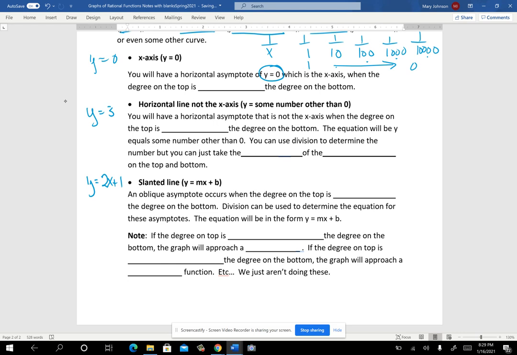Okay, it's basically the x-axis when the degree on top is less than the degree on the bottom. So if you have like y equals x over x squared plus 1, the degree on top is smaller than the degree on the bottom.